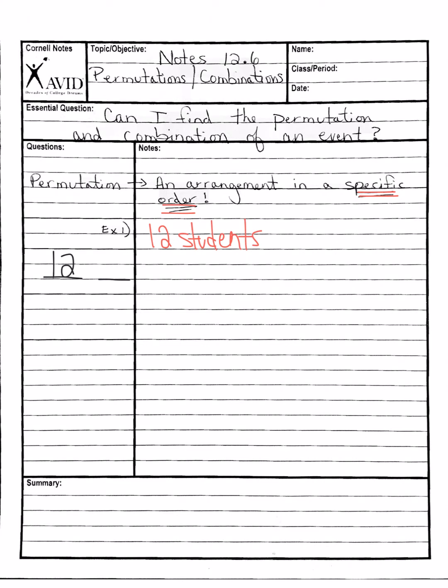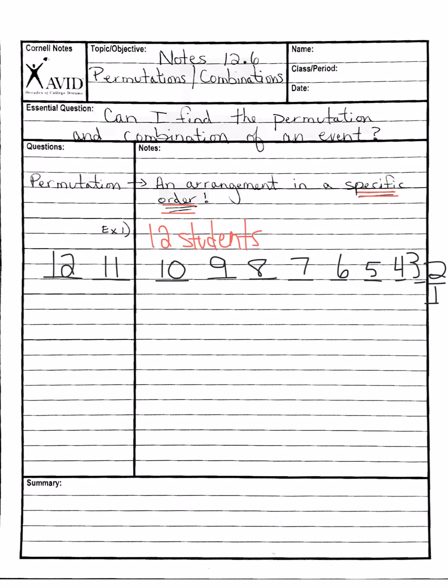Now when we go to the second person in line, someone's already in the first spot. How many do I have in the second spot now to choose from? I have 11 now to choose from. And what about now for my third spot in line? I have 10 students that can be picked for that spot. And we get to go all the way down until our very last spot is filled. And I'm running out of room here. We have a 2 and we have a 1.